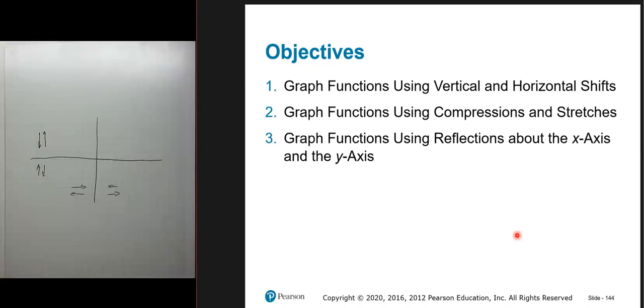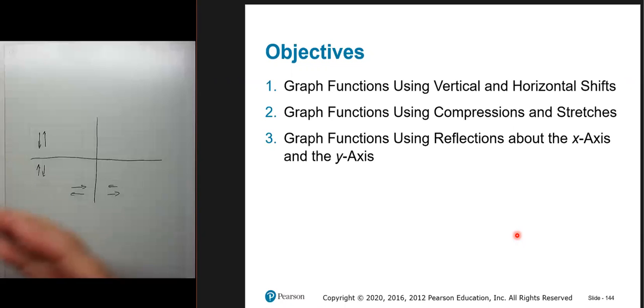A vertical compression looks like a horizontal stretch. They're not the same. They don't line up the same way, but they look the same. It's just what's happening kind of looks like the other. And a vertical stretch kind of looks like a horizontal compression. So there's not symmetry, but it looks like it.